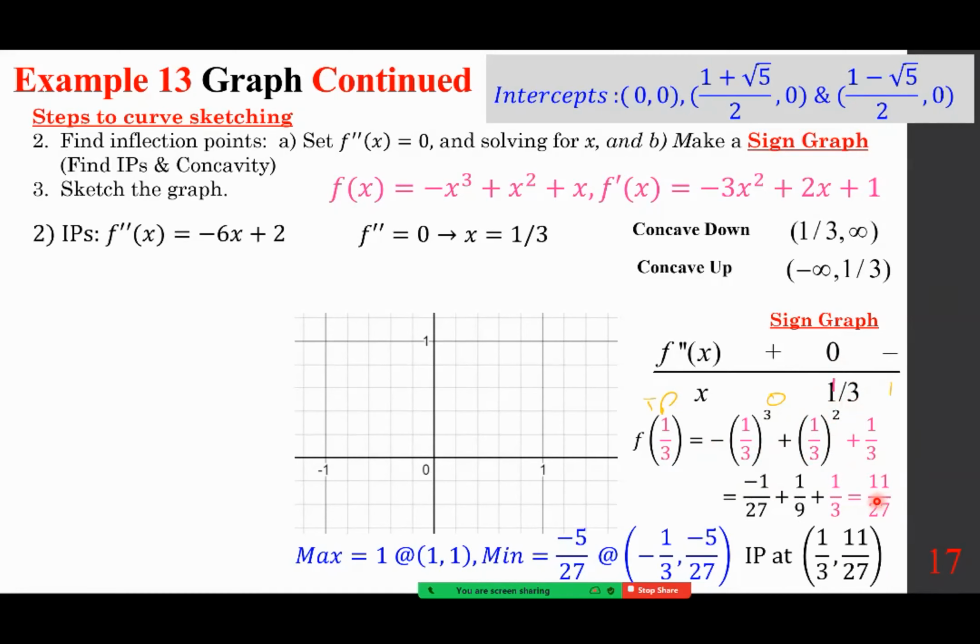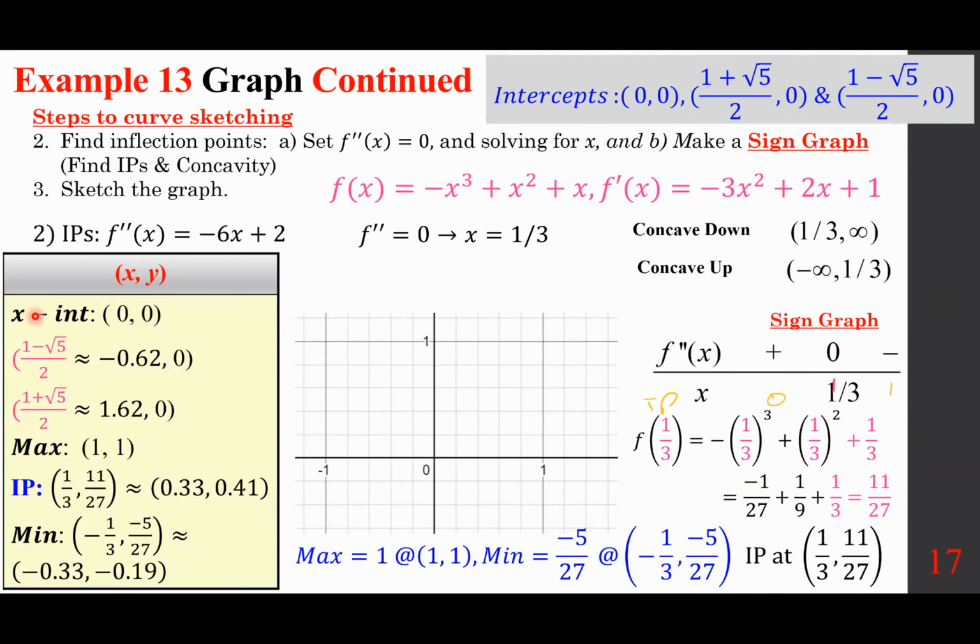So let's put all of them together into a little summary. So the x-intercept is located at (0, 0). The next one, (1 minus square root of 5)/2. Why are we changing it to negative 0.62? Because we want to graph it. And this one, 1.620, again, for the graphing. Maximum takes place at (1, 1). IP, inflection point, we're going to change those fractions to decimals, about 0.3 and 0.4. Minimum takes place at negative 1/3 and negative 5/27. Again, we change it to decimal notation. It makes it easier for the graph.